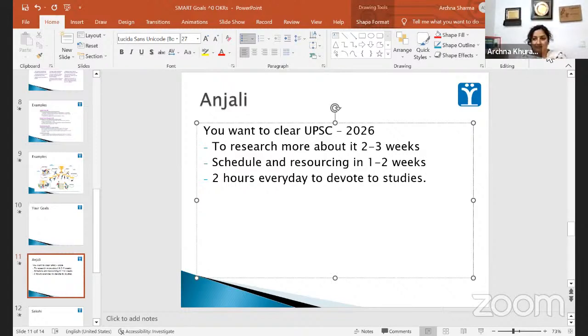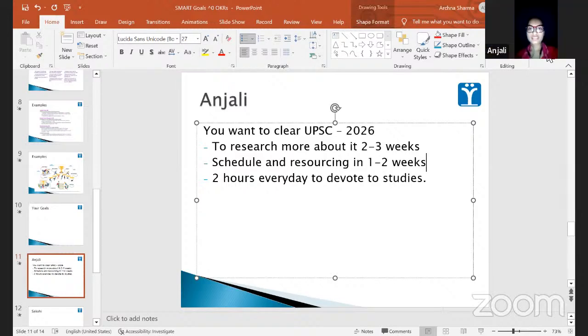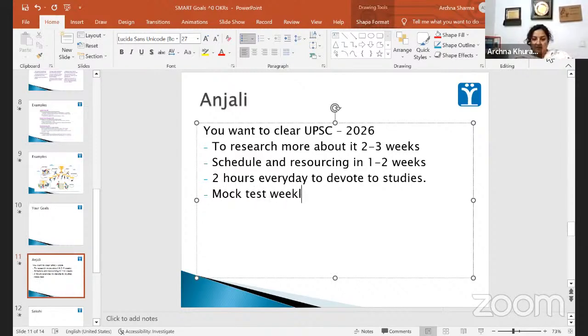Yup. Then what else? After that, I have to plan my tests. Like we have to examine ourselves, am I going on the right track or not. So a mock test. Weekly mock test for that. Yes, weekly. Correct. Good. And what else?